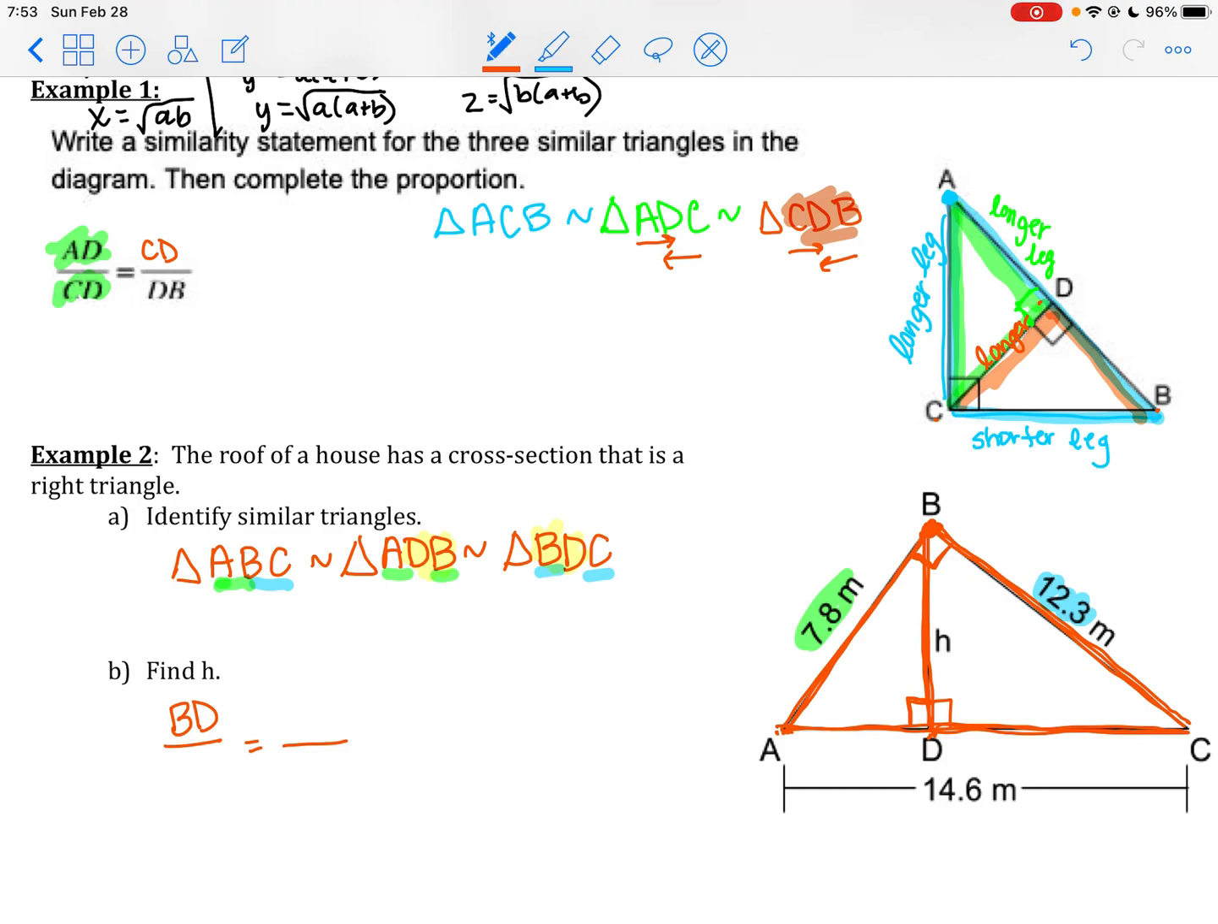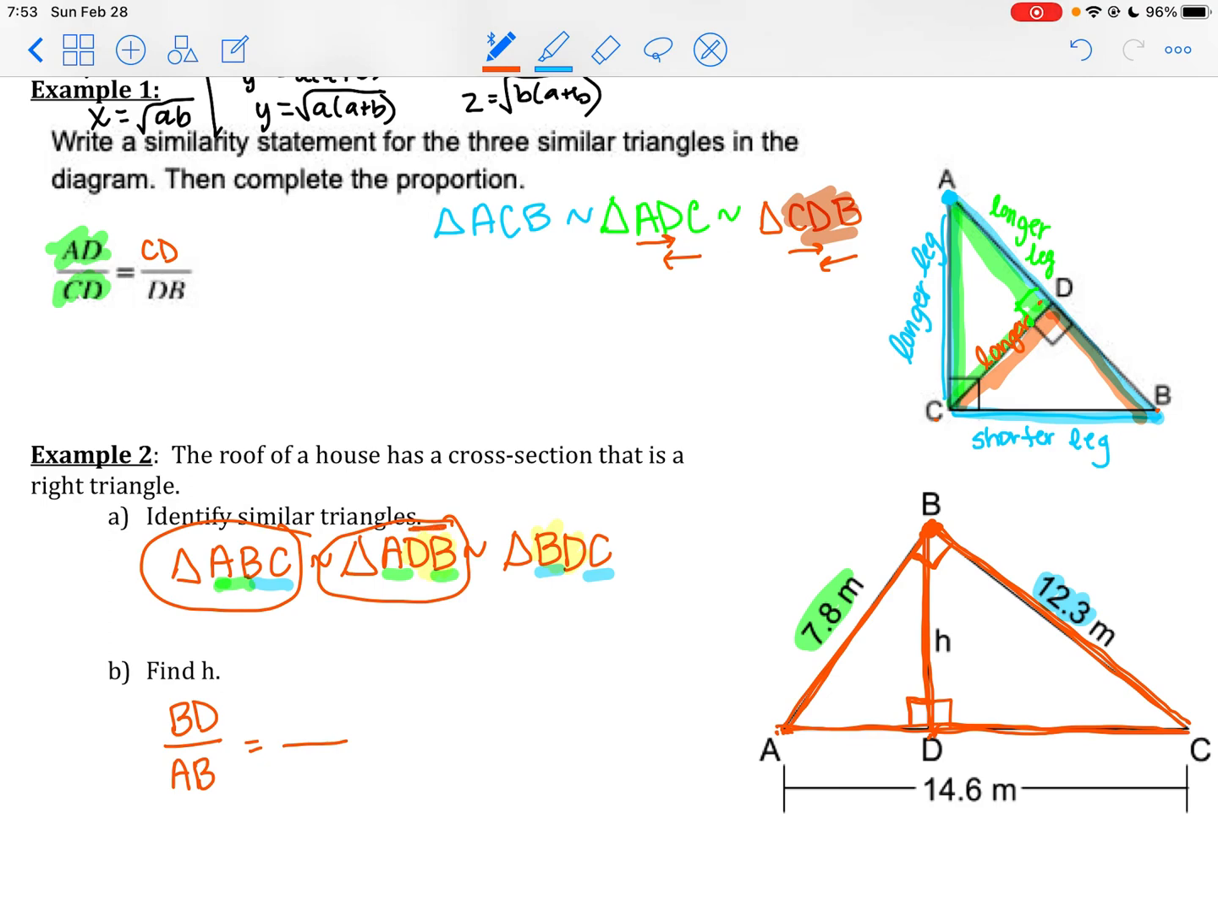I'm just choosing two triangles. Maybe I want to use triangle ABC because I know all three lengths of that triangle. And then maybe I want to use this second triangle. So the triangle that has DB or BD in its ratio is this second triangle here. And so I'm going to put that over AB because I know that length is 7.8.